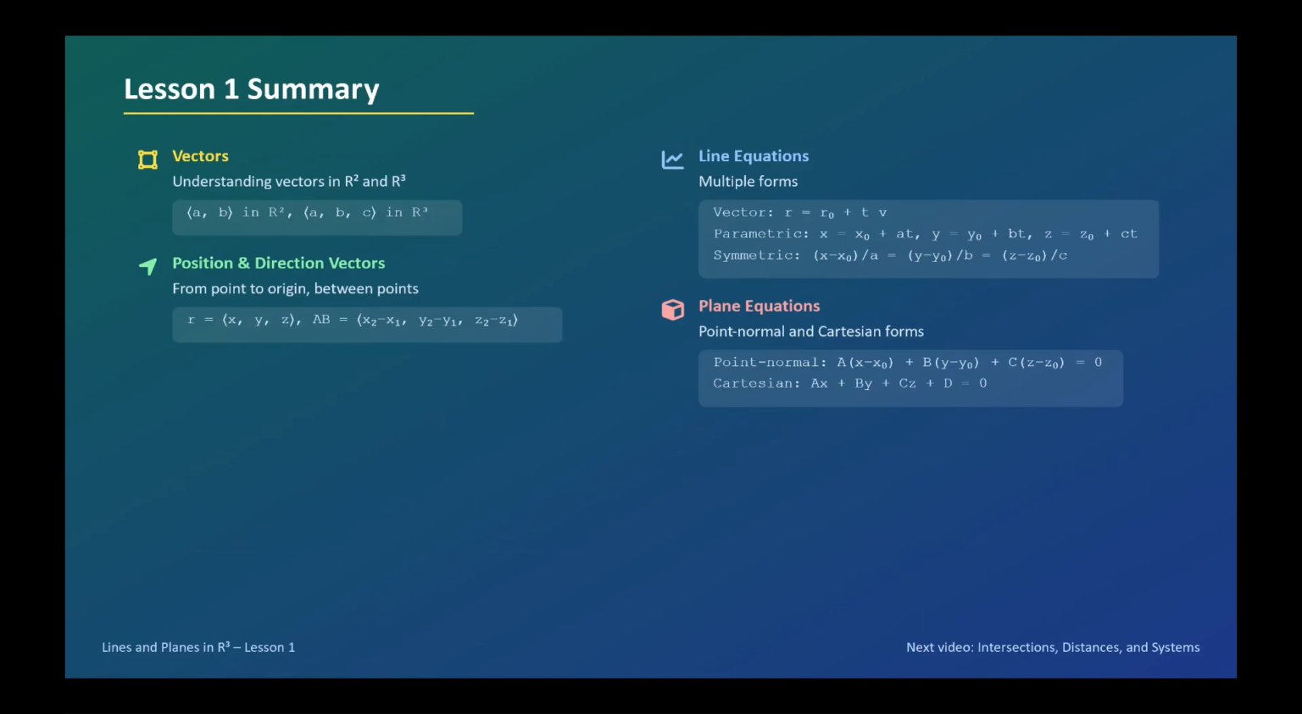So here is everything we learned in lesson 1. We covered vectors, direction vectors, the vector, parametric and symmetric forms of a line, and the basic idea of a plane. In the next video, we will explore how lines and planes intersect and how to find distance in three-dimensional space. So thanks for watching.